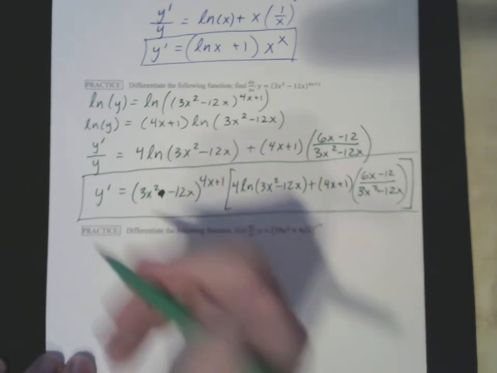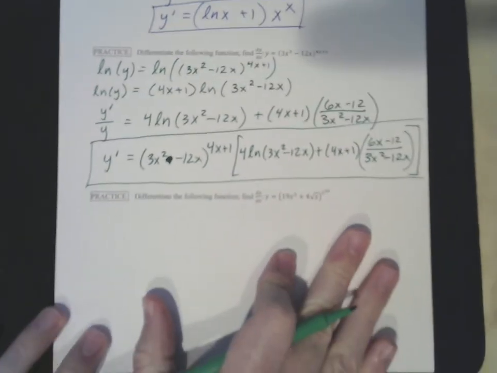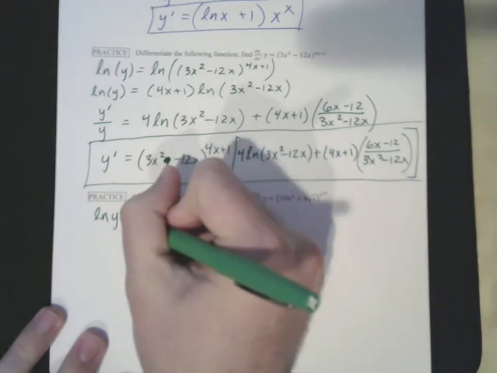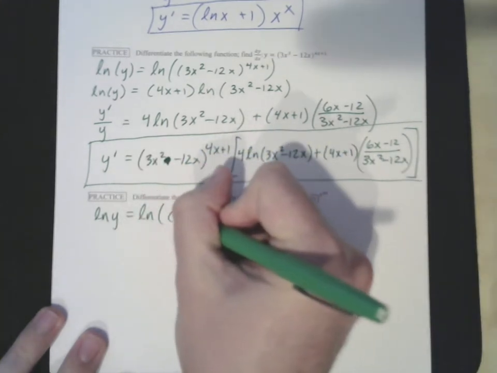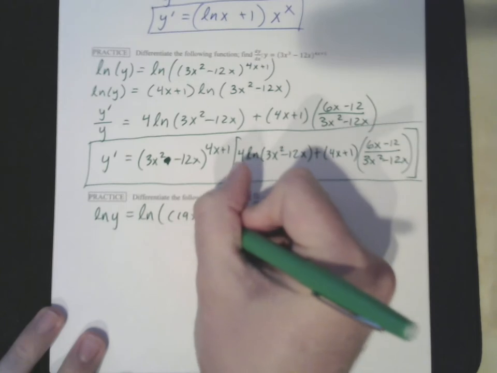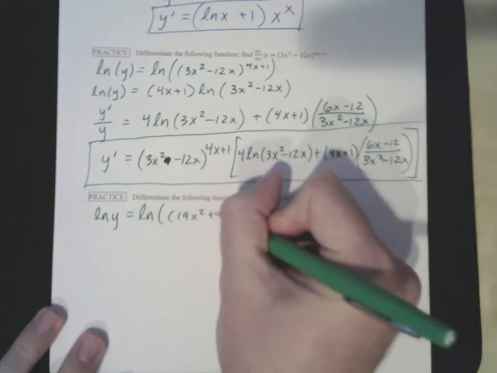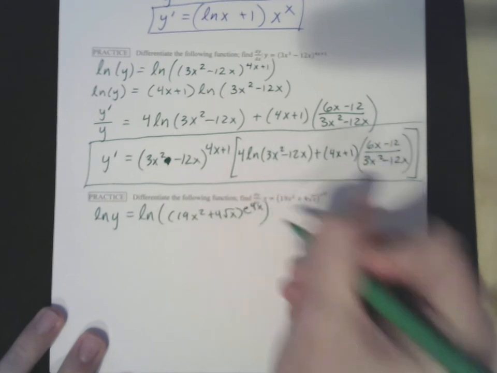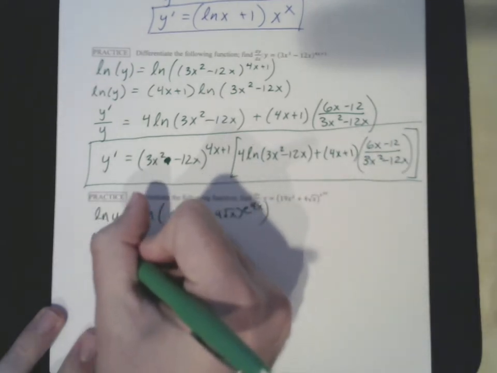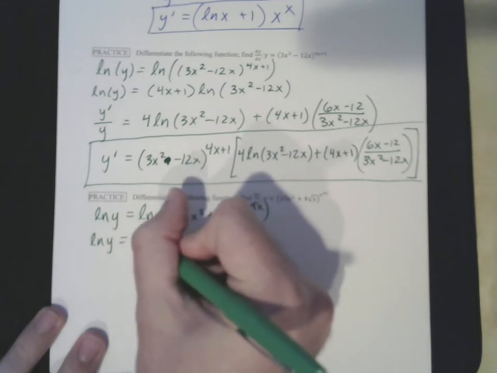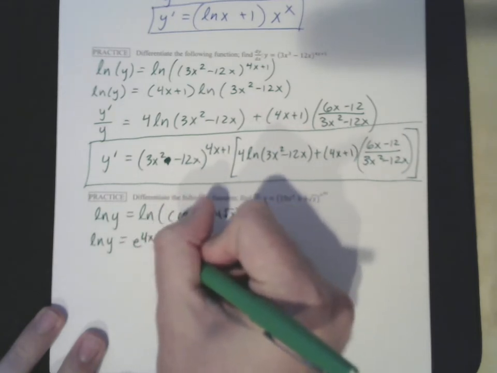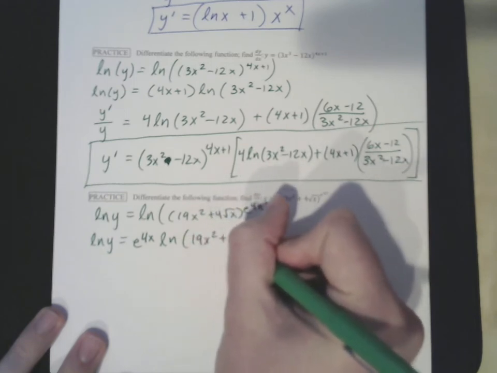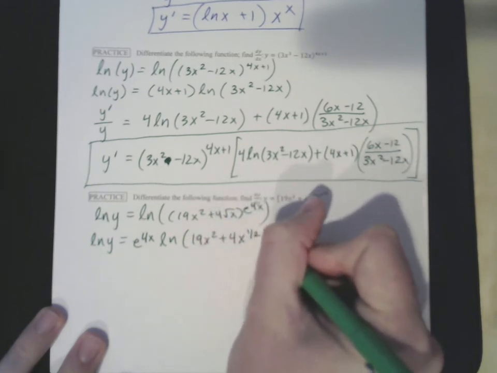Okay, so on the next one, hopefully you've tried it. If you haven't, pause and try it now. We have ln y equals ln of 19x squared plus 4 square roots of x to the e to the 4x. So this is ln y equals e to the 4x times ln of 19x squared plus 4x. I'm going to write it as the 1/2 power now.